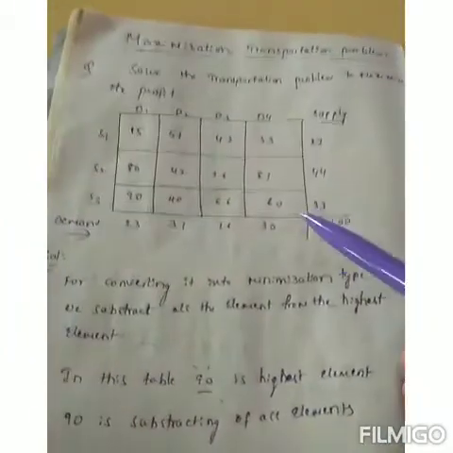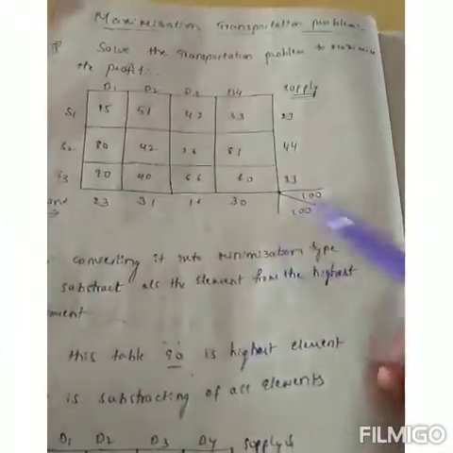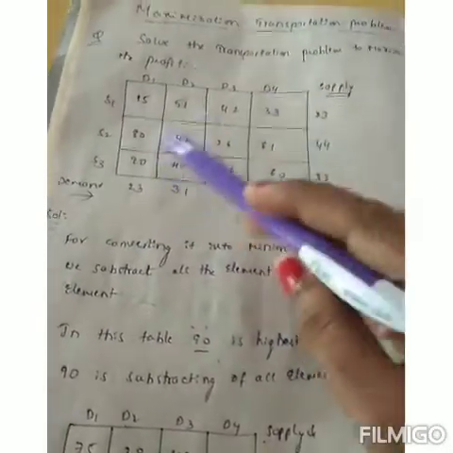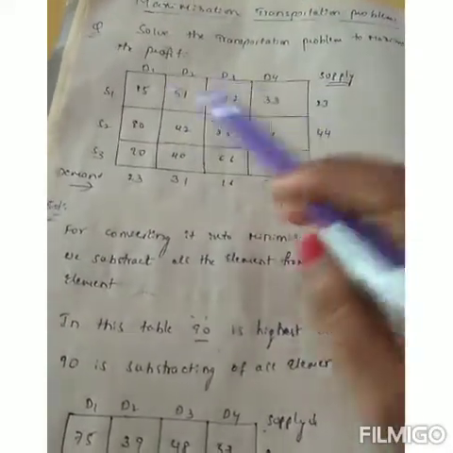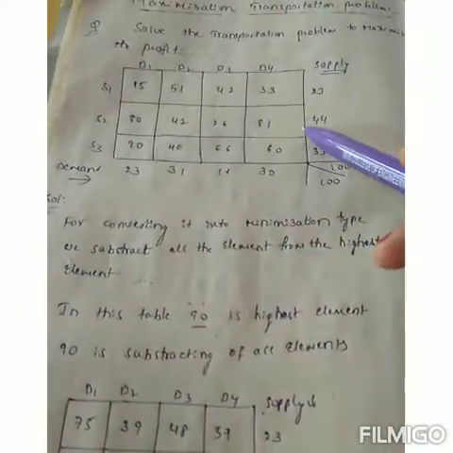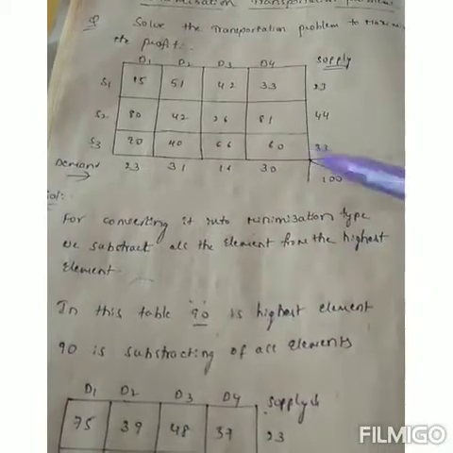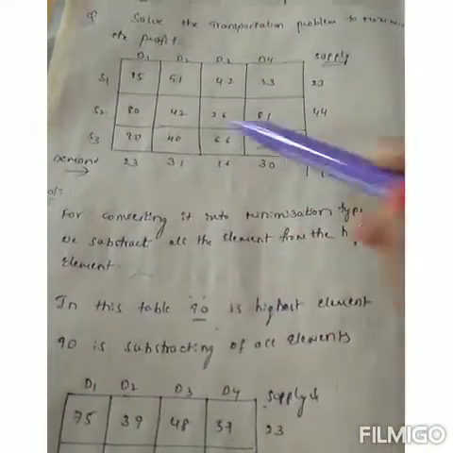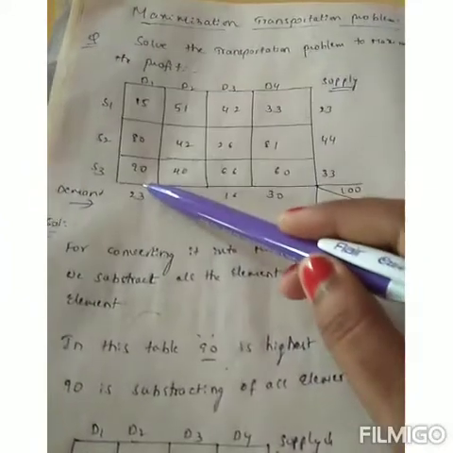So this is the problem given in the form of maximization. We will convert it into the form of minimization by taking the highest element of this matrix. So 15, 51, 42, 33, 80, 42, 26, 81, 90, 40, 66, 60. In all these elements, we will select the highest element. So in all these elements, which is highest? 90 is the highest in this matrix. So take this highest number.